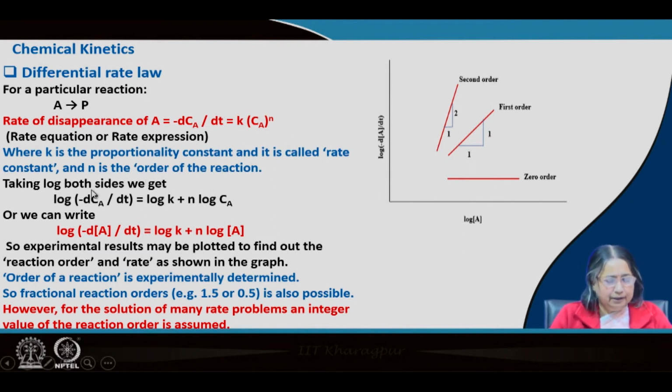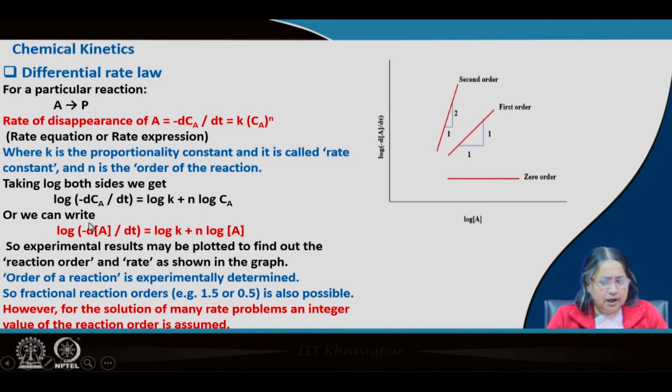Now, this is the rate expression, also called the rate equation. If you take the logarithm on both sides, you will get log(-dCA/dt) equals log K plus n log Ca. In this way you can express it, or you can write the concentration term in the other way also, as I have just explained.